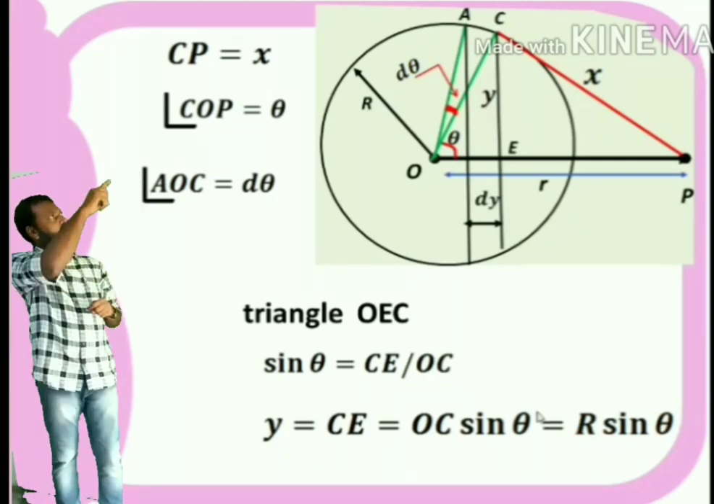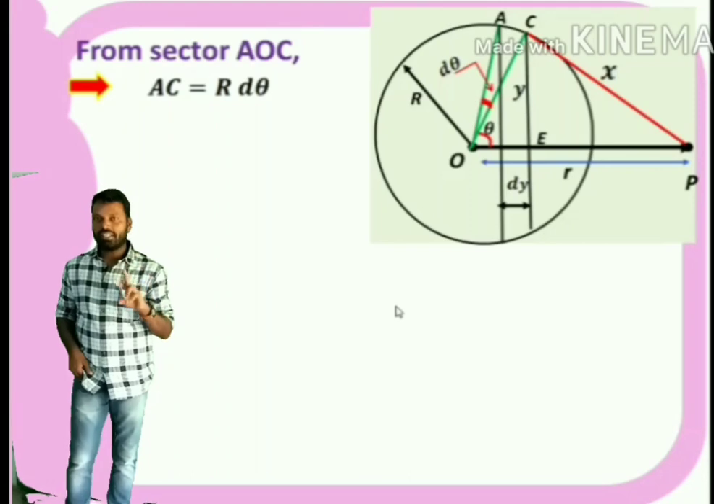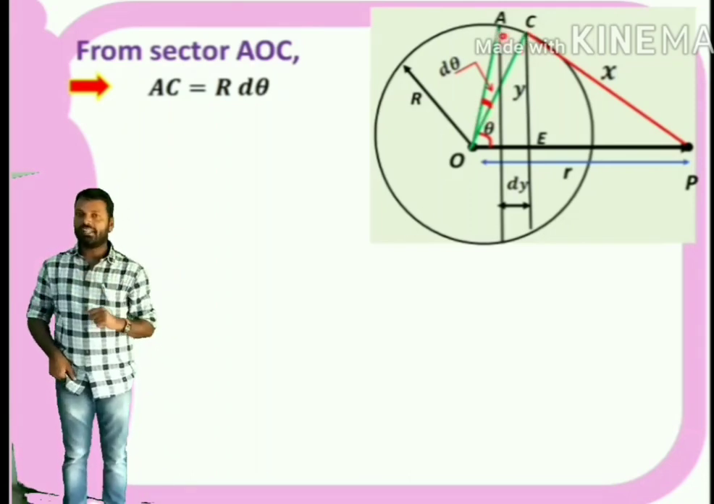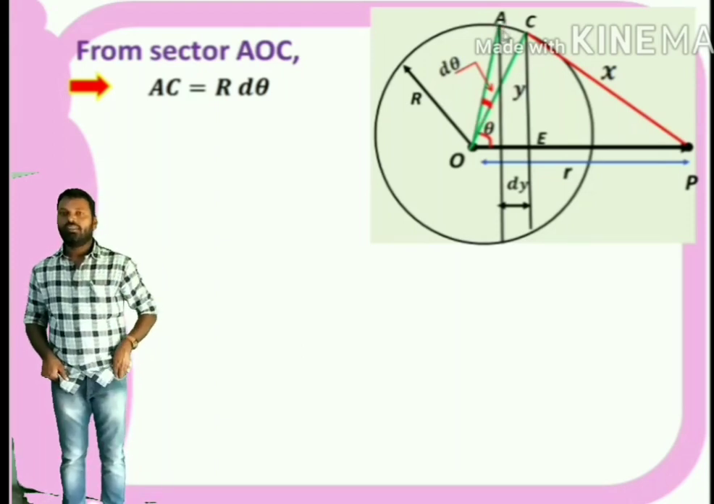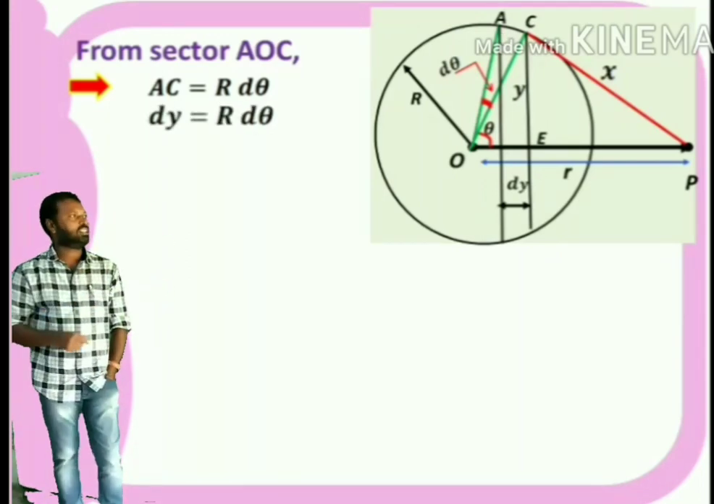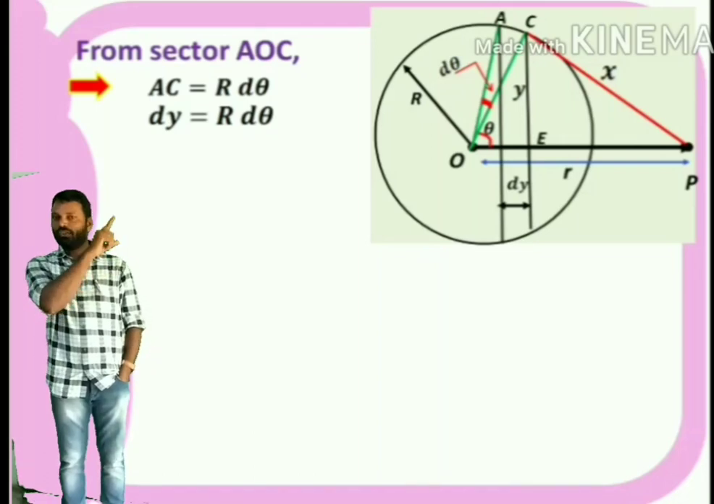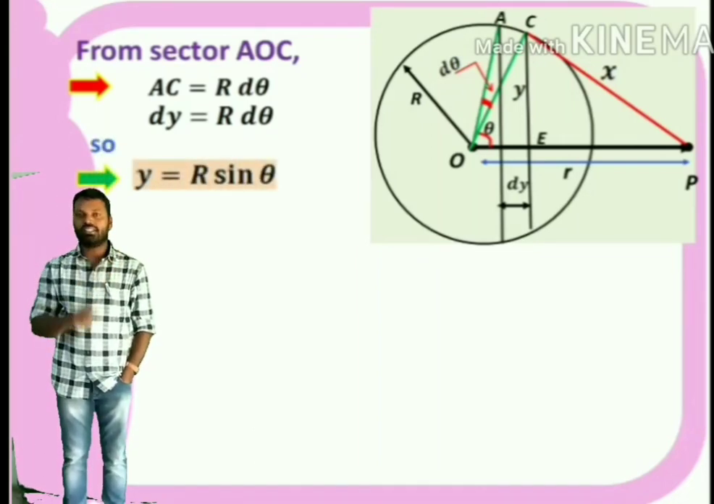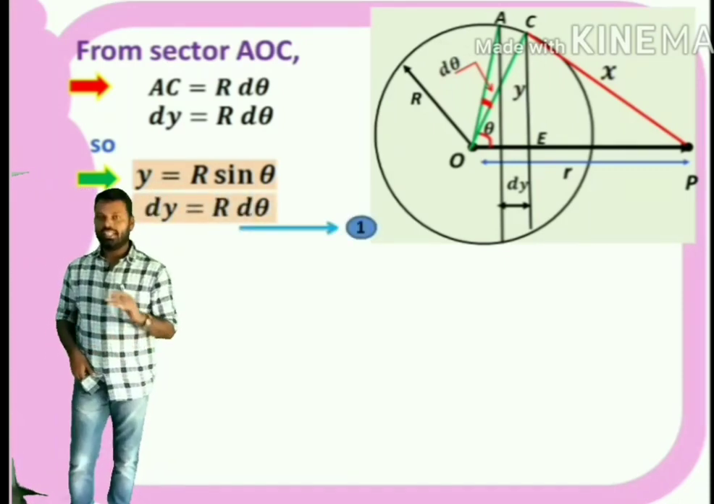From sector AOC, observe here, arc AC can be written as R d theta, radius into angle. So AC is equal to R d theta. But actually what is AC? AC is the thickness of the ring. Thickness of the ring is given by dy. So dy is equal to R d theta. And radius of the ring y is equal to R sin theta. These two are equation number 1.